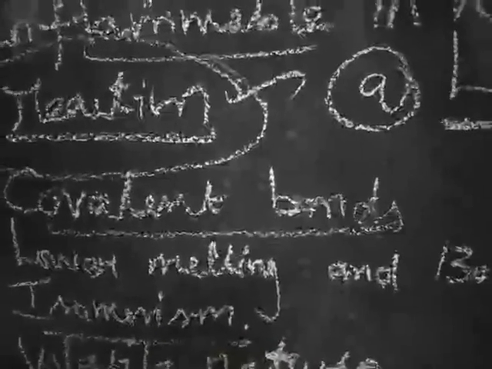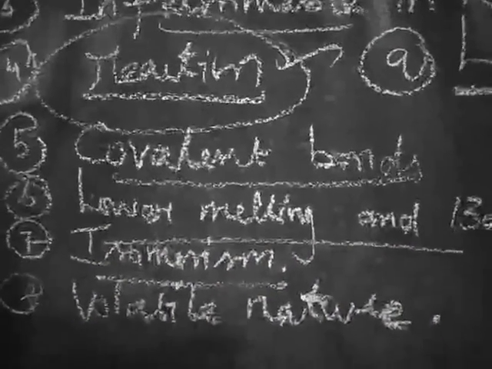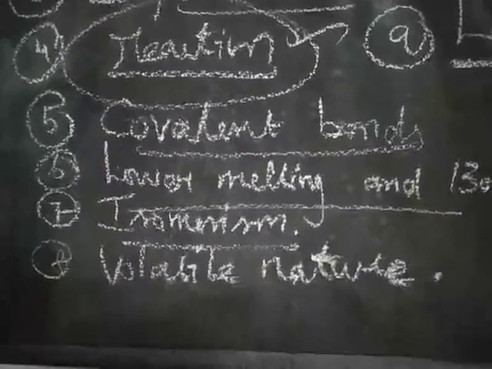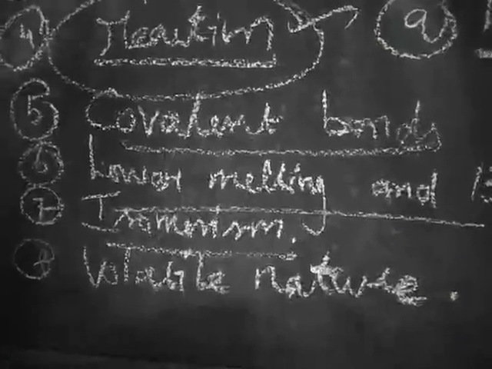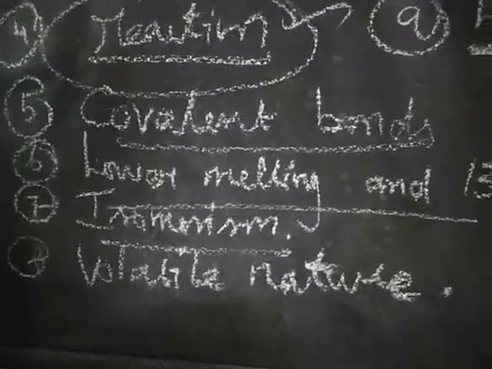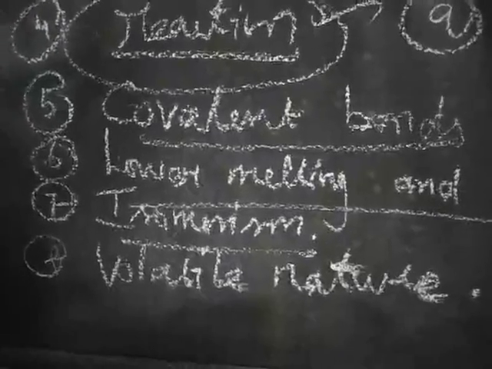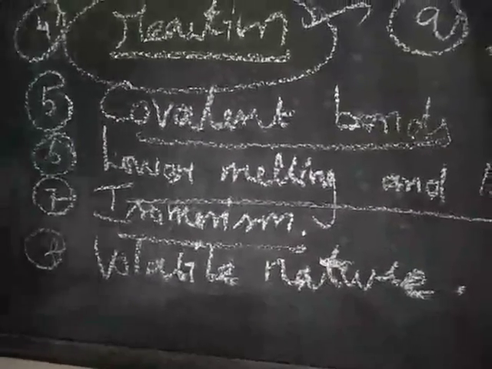Organic compounds are formed by what bond? Covalent bond. When compared to inorganic compounds, organic compounds have lower melting point and boiling point. Organic compounds exhibit one new phenomenon that is called isomerism. So what is meant by isomerism? If you are taking any compound, the compounds contain the same molecular formula but a different structural formula. That is called isomerism.